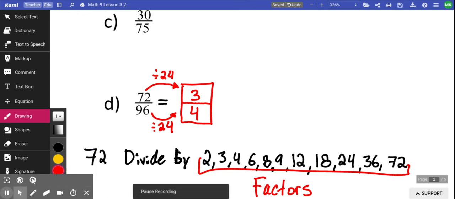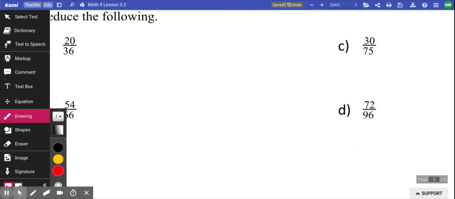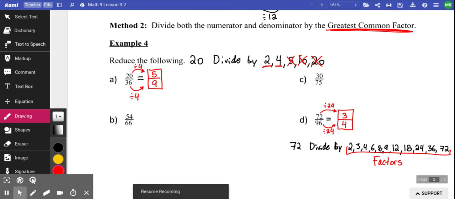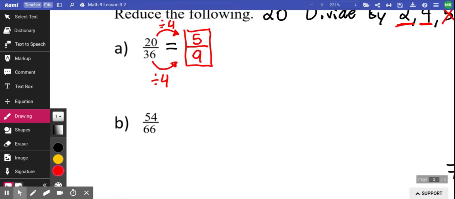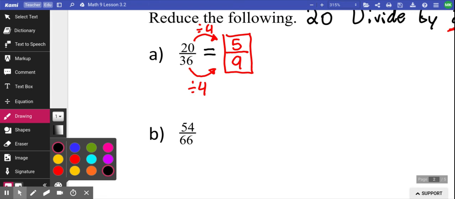I want you to try to reduce B and C. If you're reducing them and you can't find the biggest one, that's fine. Just get it to simplest form. Okay, so if we look at B first, you could try to find the biggest number that divides into both, or you could do it in chunks. I'm going to do it in simpler chunks because that might be easier for people.